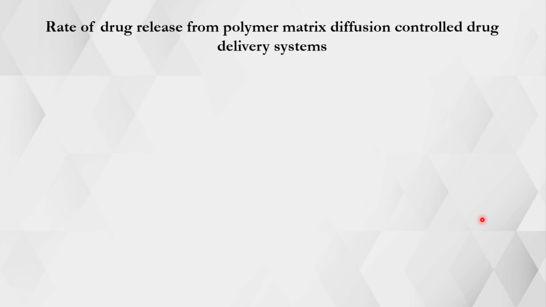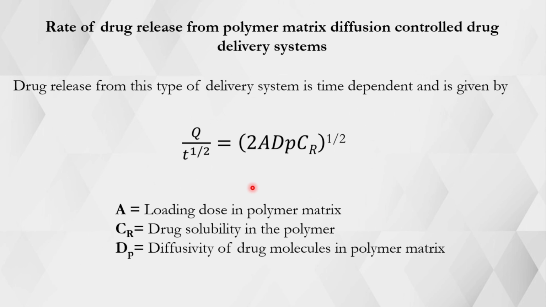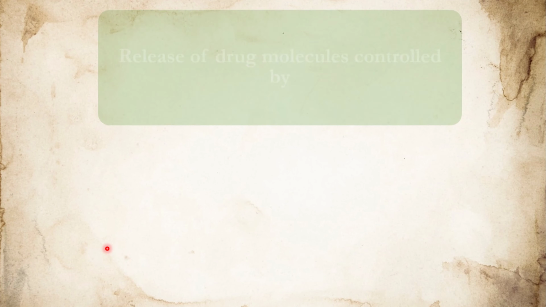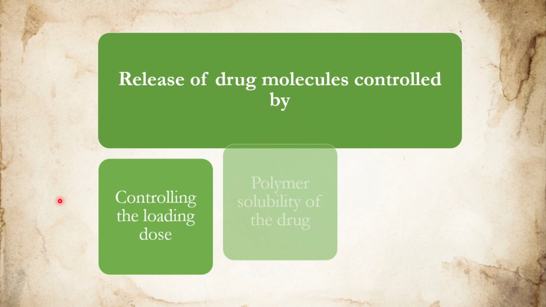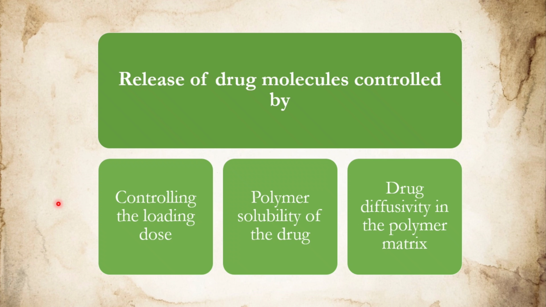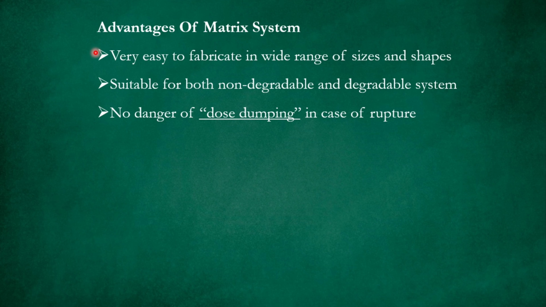The rate of drug release is calculated by this formula. A is the loading dose in the polymer matrix. Cr is the drug solubility in the polymer. dP is the diffusivity of drug molecules in the polymer matrix. The release of drug molecules is controlled by controlling the loading dose, polymer solubility of the drug, and drug diffusivity in the polymer matrix. Advantages of the matrix system.